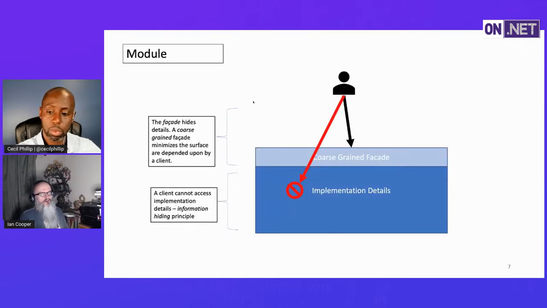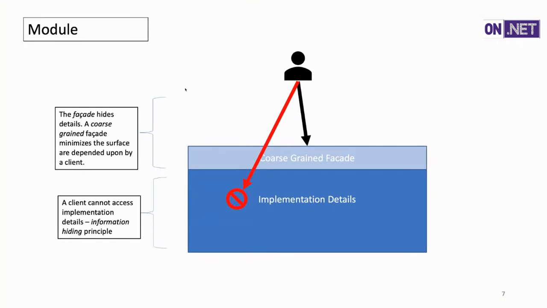This diagram represents my concept of generically what a module is. We have some kind of facade, which provides the functionality of the module, and it's generally coarse grained. Then we have the implementation details, which provide the actual how the module works. What we're trying to do with a module is say, rather than you having to know anything about the implementation details, you just have to know about the facade. That principle is known as implementation hiding.